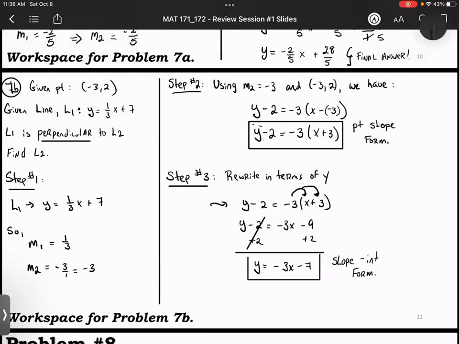I do have a question. Go ahead. For step 1, how did you get negative 3? Oh, wait, never mind. The lines are perpendicular, so their slopes are negative reciprocals. Just going back to this definition.